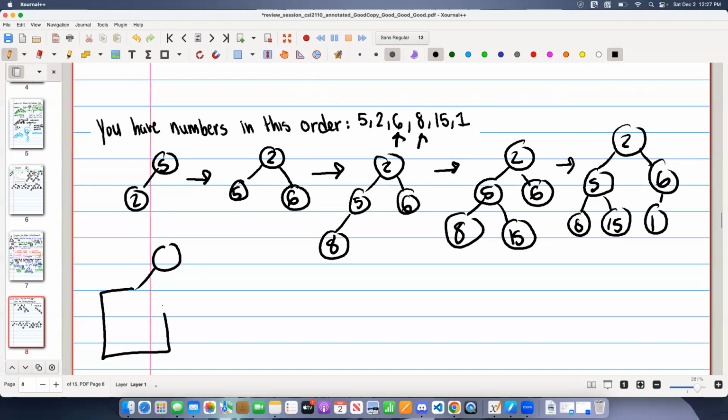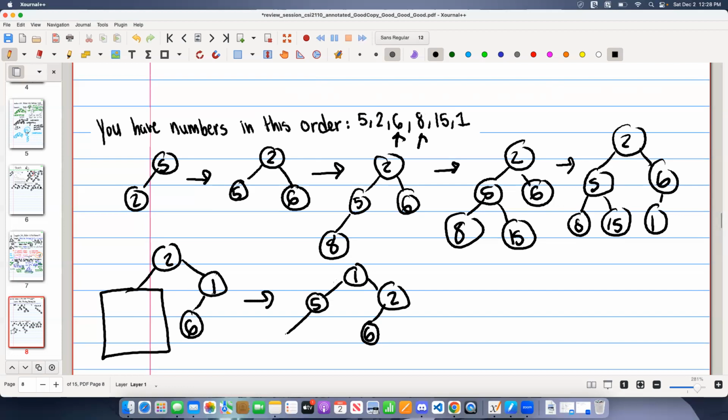I'm going to do a square because I don't want to rewrite that side. It will take too much time. But we have 1 in here, and now we have 6. Is 1 less than 2? No, so we have to switch them. So now we have 1, we have 2, and we have 6. And then this side, I'll just write it now. We have 8, 15. And now that is your min heap.